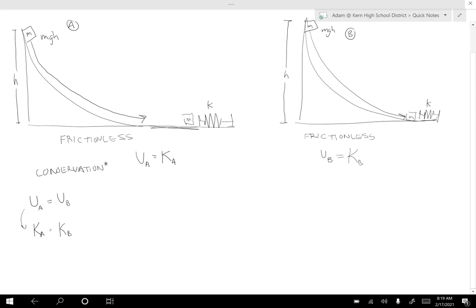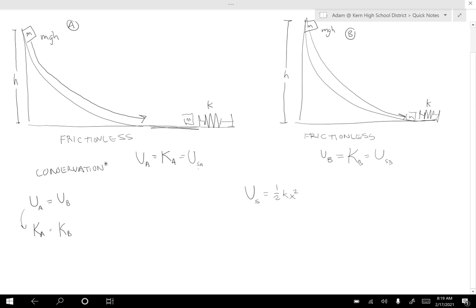Now, we also know that the spring potential energy is equal to 1/2 kx squared. And if all of this energy is going to be converted into spring energy, we know that U_SA. Oh, that's even funnier over here. U_SB. I'm going to pretend that was on purpose.